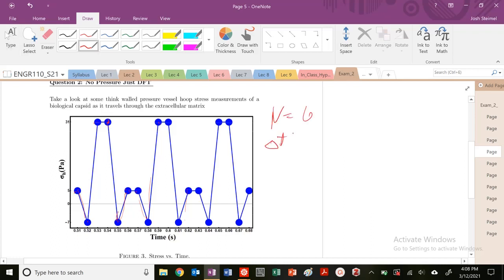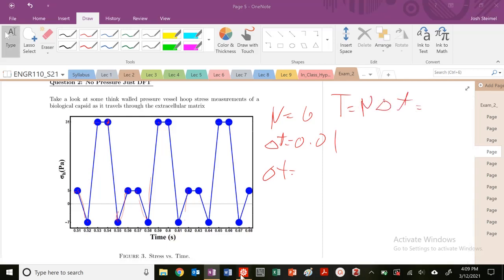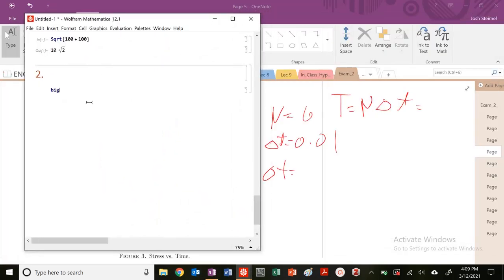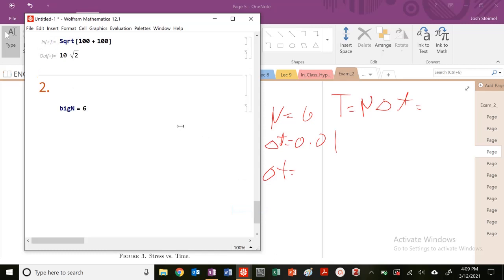My delta t in this problem is going to be equal to 0.01. So I know that my delta f is equal to 1 over delta t. Actually, 1 over my period. So my period T is equal to N times delta t. Let's start giving these values in Mathematica. Let me zoom in a little bit when we're defining some values, it'd be nicer to see. So my big N equals 6, and my delta t is equal to 0.01.